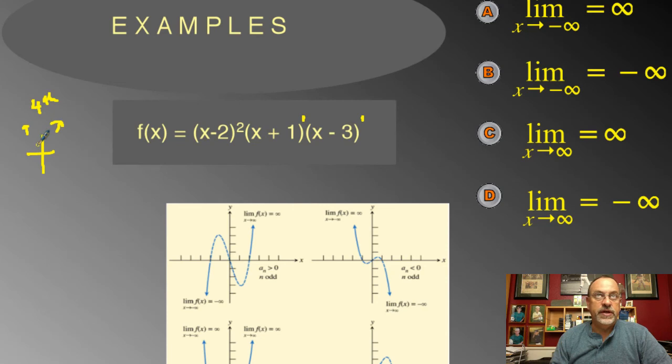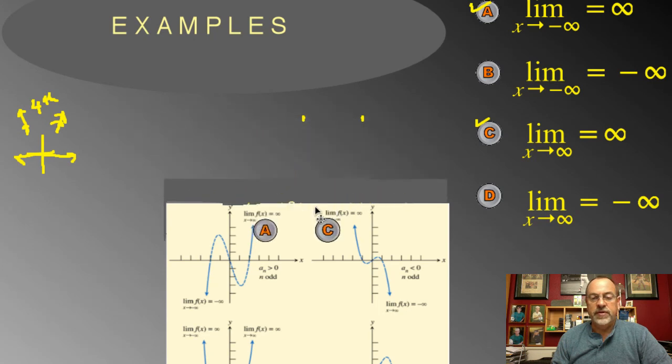So then I just need to write it in limit notation. So as I go towards negative infinity, these y values are going towards positive infinity. That's scenario A. And as I go towards positive infinity, the y values are going towards positive infinity. That's option C. So my end behavior is going to be described in limit notation as A and C here. I think I have one more example if you need to watch.